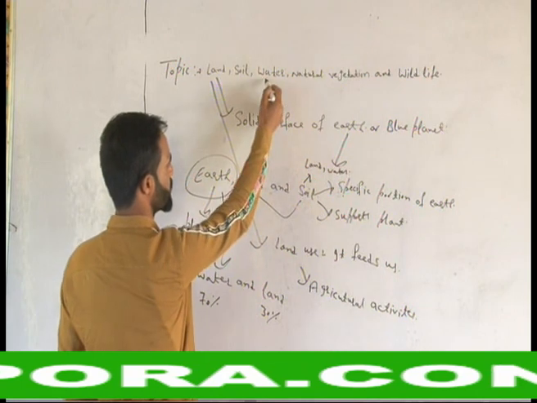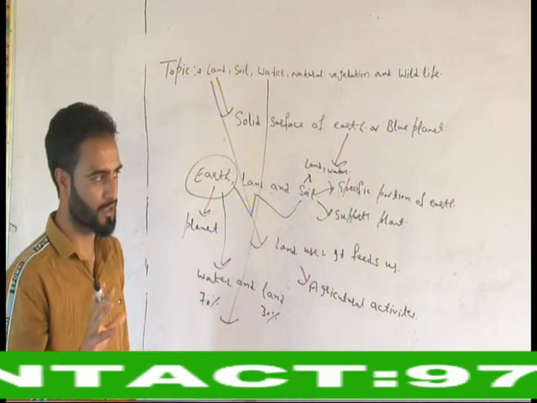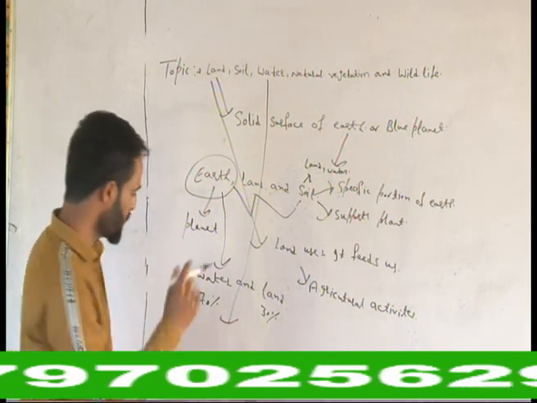Third one is, dear students, water. There are three essential things. There are three life supporting things: air, water and land. Third one is water.